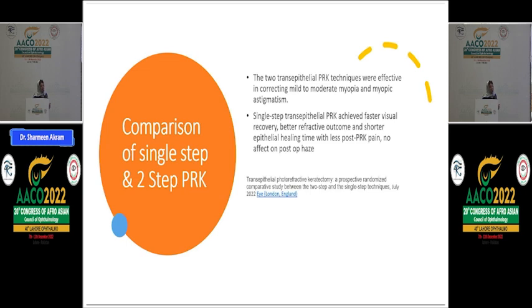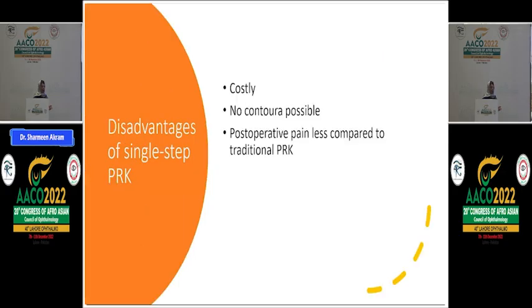There was a comparison done, and this study was published in 2022, of single-step and two-step PRK. The study did show a shorter healing time with less post-operative pain, and also a better, meaning quicker, refractive outcome, but no effect on the post-op haze. Now, the disadvantage of the single-step PRK is that it's more costly, it's not available everywhere, and there is no Contoura. Those who are familiar with this platform can understand that it's not available with single-step PRK. The only thing they found was that the post-operative pain was less compared to traditional PRK.